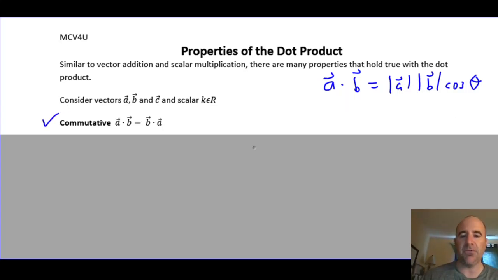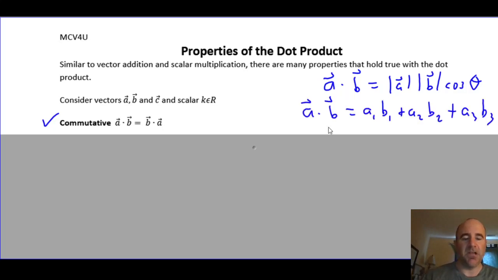Even if we think about the algebraic definition of the dot product, assuming that A is A1, A2, A3, and B is B1, B2, B3, there's your algebraic definition. Again, B dotted with A would just involve swapping the components here. And since they're just numbers, it doesn't matter what order you multiply real numbers in. So because multiplication is commutative, so is the dot product.